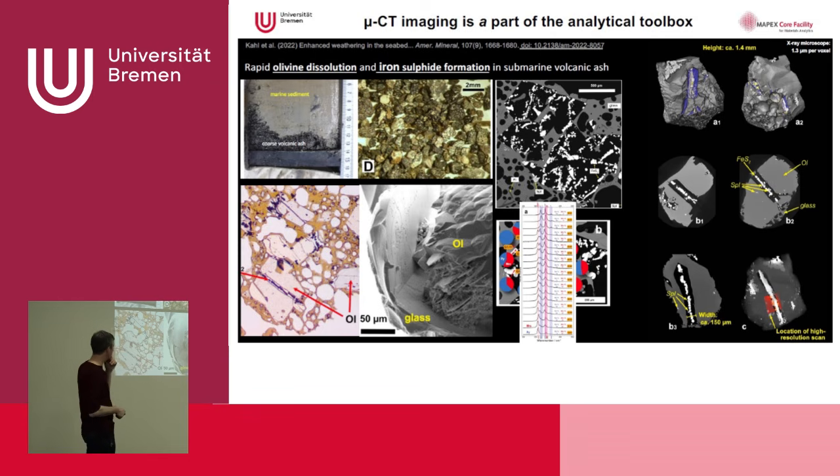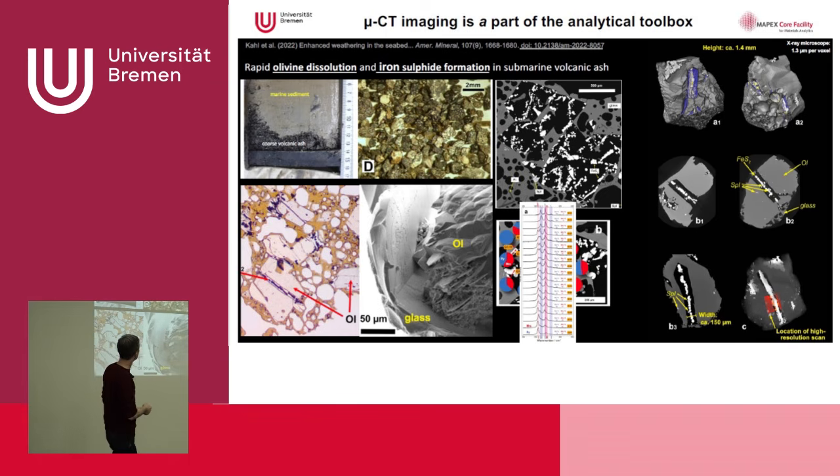So first I go to the SEM like you would do. You have an experiment or something, you go in the SEM, you see, okay, the glass is untouched, but the olivine is highly dissolved. So how does that happen? What's going on? Of course, we want to know what kind of sulfide is it. Iron sulfide, which kind of type? Is it pyrite or marcasite?